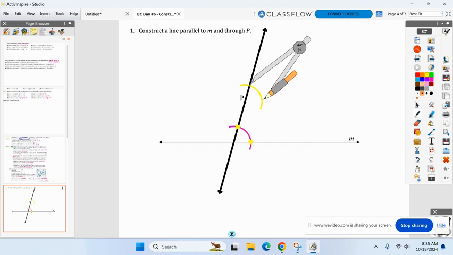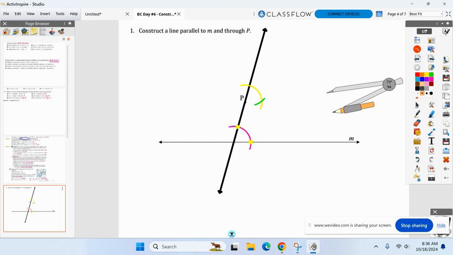And you want to make sure now these two arcs intersect each other on the same side of the transversal. Make it intersect on the same side as the angle you're copying. So I'm just going to make a nice little arc mark there. That's all I need. Hopefully it's intersecting on the same side of the transversal as the angle we're copying.